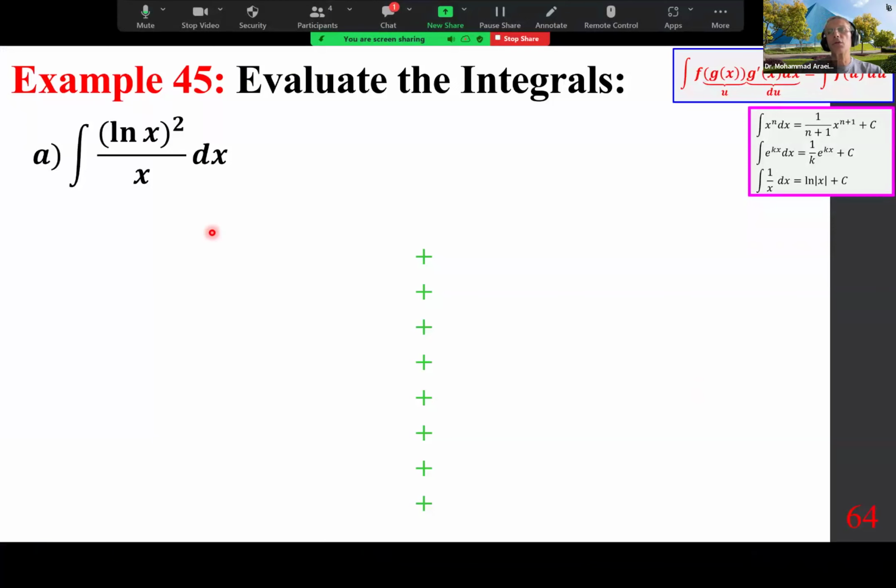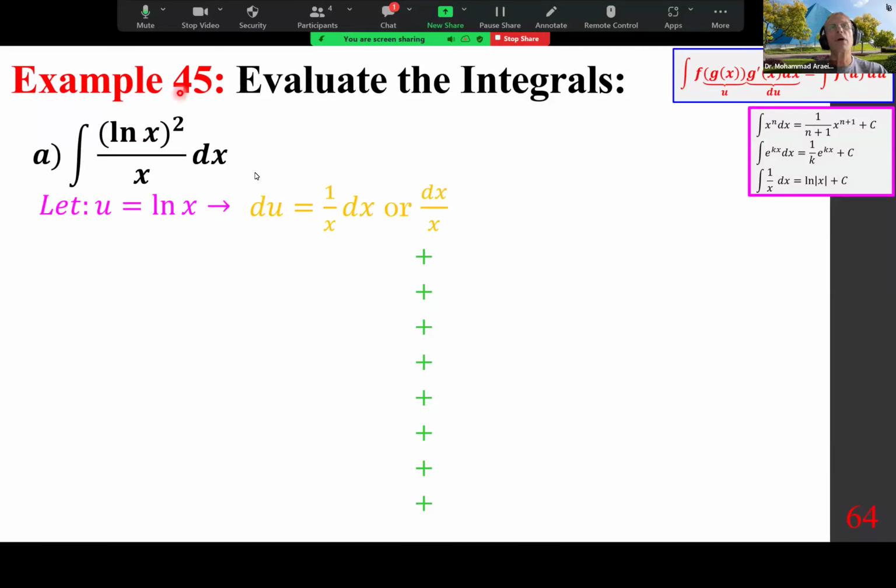As far as the substitution is concerned, you look for a function and its derivative there, and you let that function be the u or g of x. Anytime ln x is involved, that is the choice of u. You know the derivative of that is 1 over x. Therefore, du is 1 over x dx or dx over x.